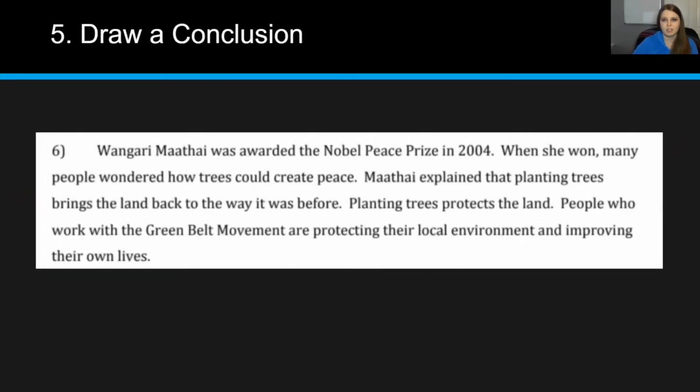So finally, she draws a conclusion based on her experiment. So she decides that planting trees did put the land back the way it was before. Trees protect the land, and so they're able to solve the problem that the women were having.